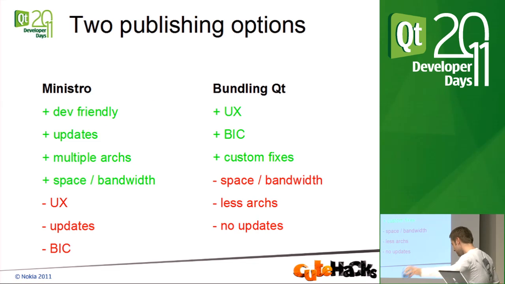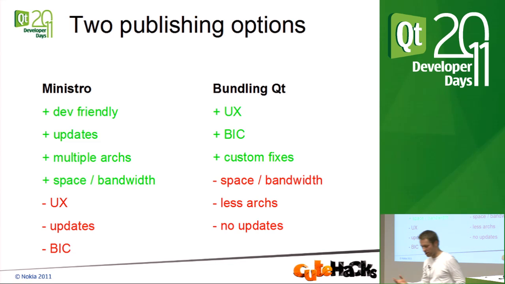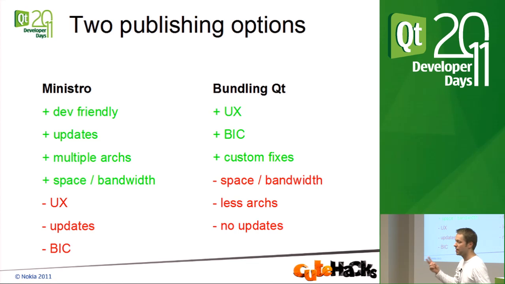Okay. We have our application, and it's now running and working on Android. How do we actually package it for the Android market? You have two options. You can either bundle Qt, or you can use Ministro. And as I said, Ministro is the smart installer solution, similar to what you have on Symbian, right?